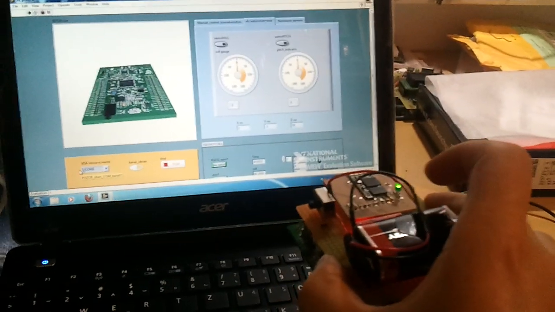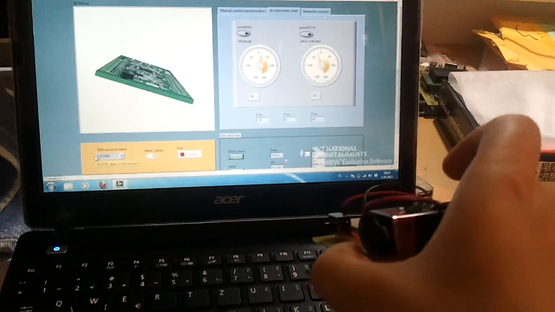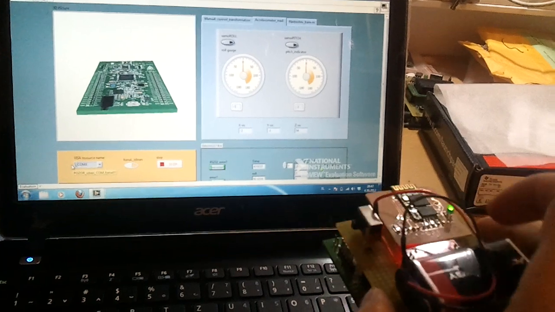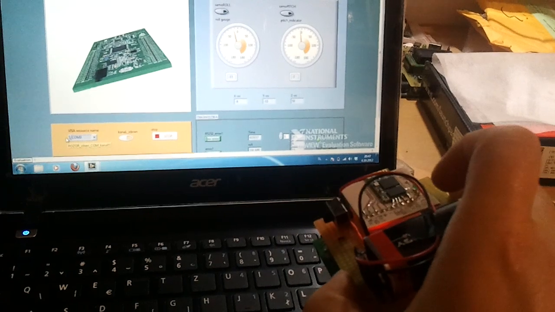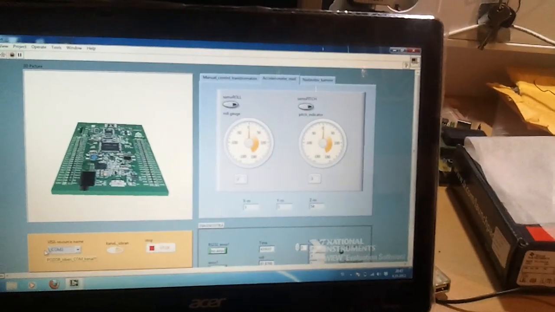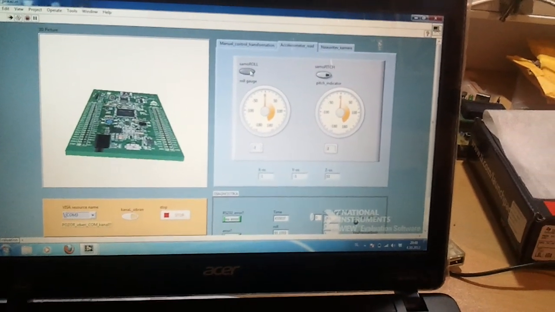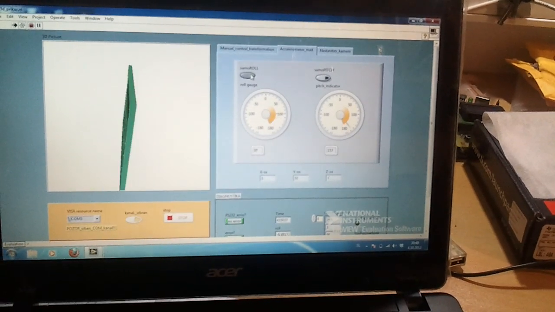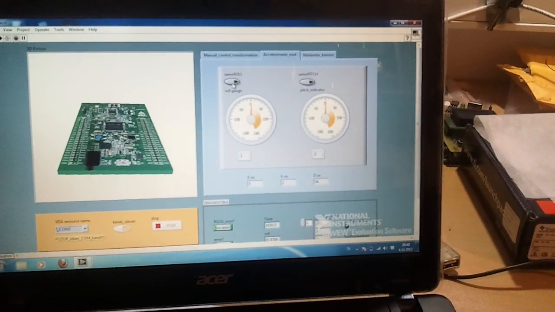So here we can see in my hand I move it to one side, the other side, up and down, and the virtual board follows the real one which I'm holding in my hand. I can also choose only one axis, show the roll, and that's basically what I meant to show.